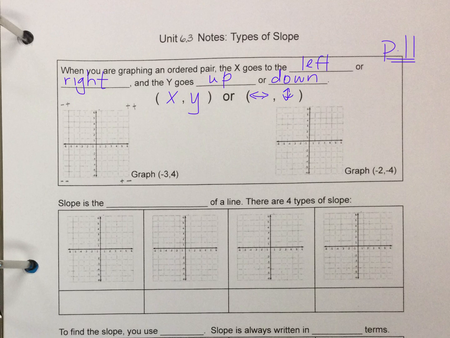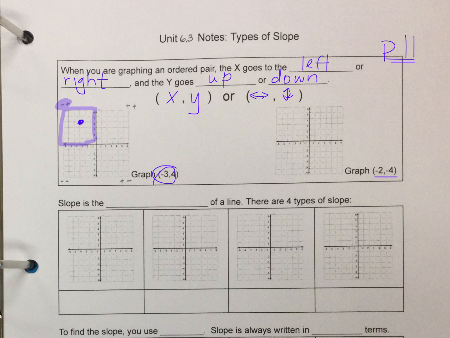That's an arrow. Okay, so graph -3, 4. Well, I know it's going to be in this box right here because it's a negative positive box. So -3, 1, 2, 3, and then I go up 4. 1, 2, 3, 4. So it's just one single point where -3, 4 is.